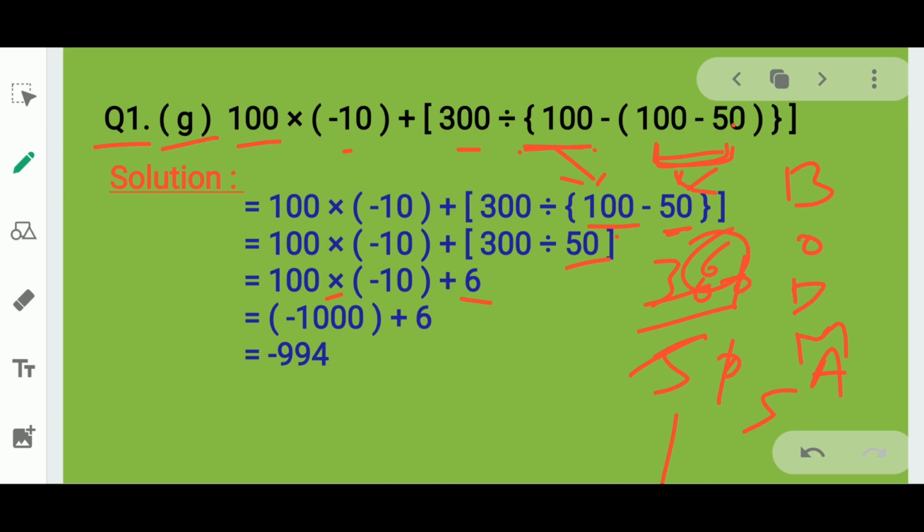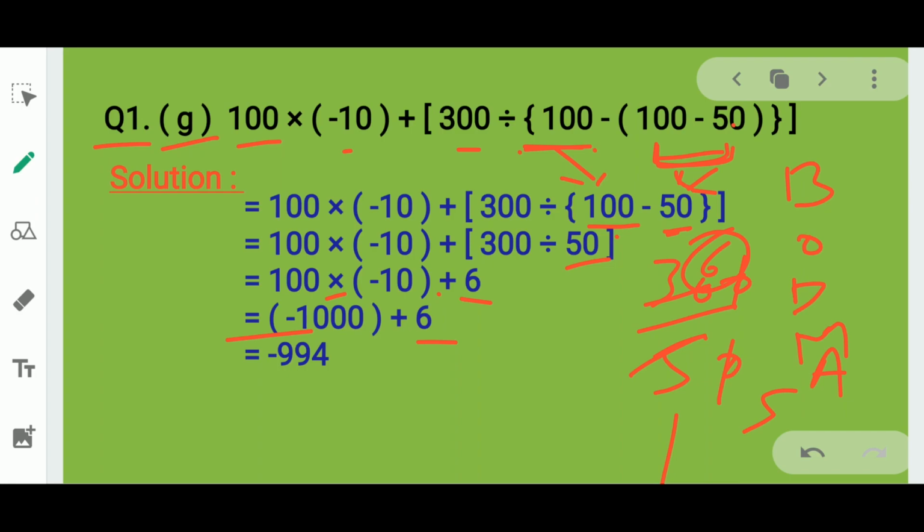Now we have one multiplication and one addition sign, and you all know that we have to multiply before addition. Here 100 is a positive integer and 10 is a negative integer, and we all know that the product of one positive and one negative integer is always negative. Now 100 multiplied by minus 10 is equal to minus 1000, and plus 6. Now we have one negative and one positive integer, and the plus sign is there. We have to subtract because different signs are there.